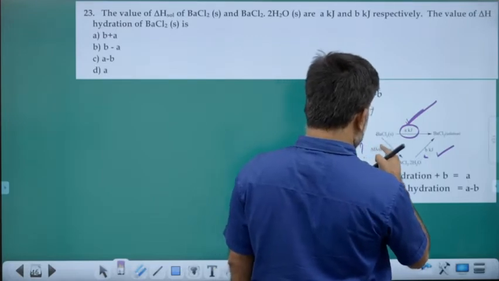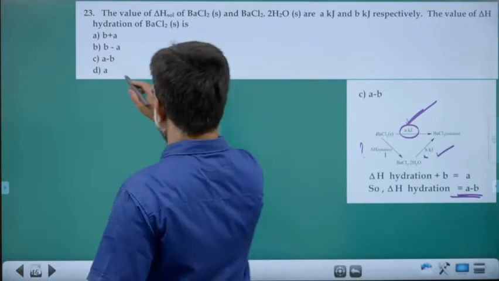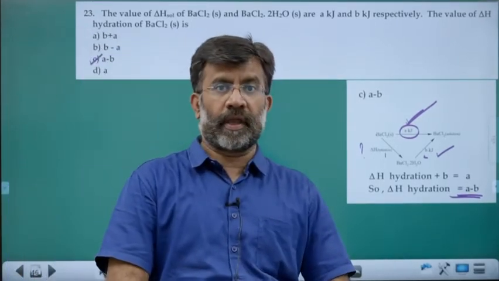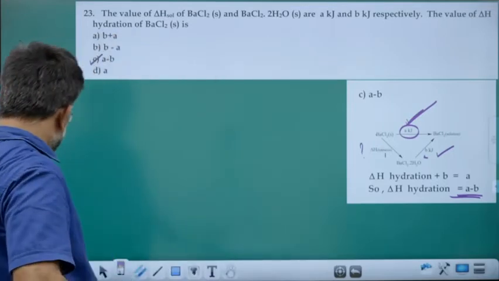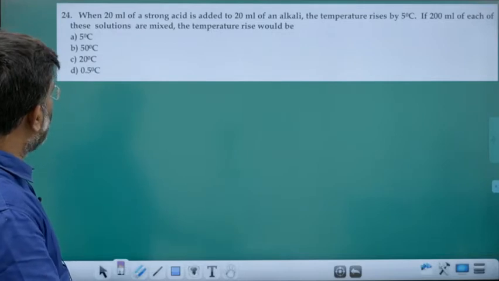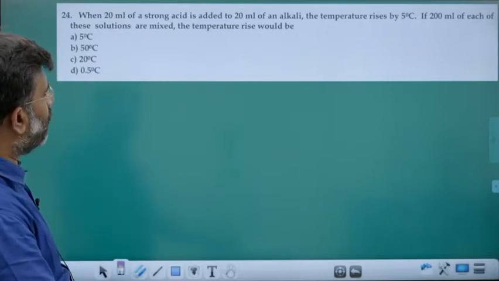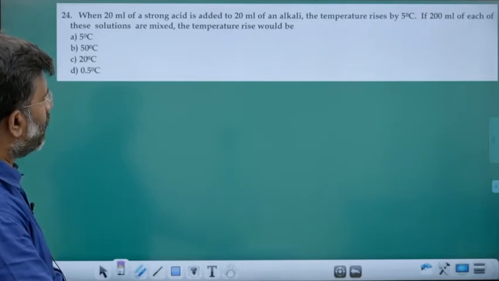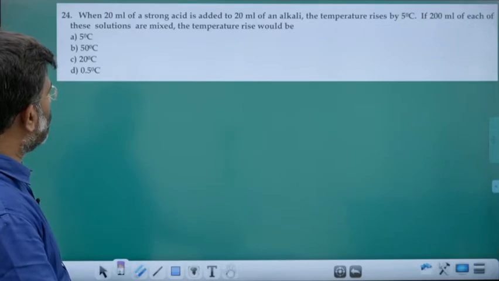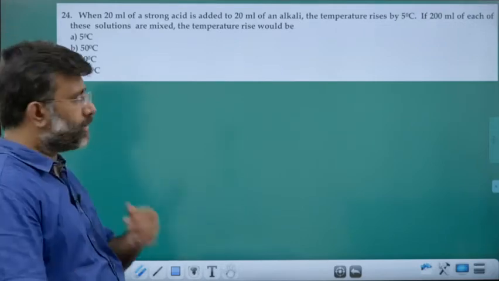Therefore this is equal to A minus B. Simple application of Hess's law. Next question. When 20 ml strong acid is added to 20 ml alkali, the temperature rises by 5 degrees Celsius. If 200 ml each of the solutions are mixed, what would the temperature rise be?